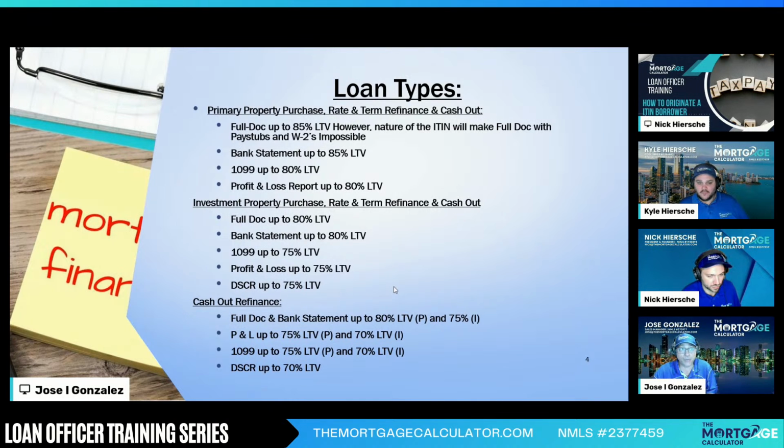Bank statement, again, we can go up to 85% LTV for the purchase and 80% for the cash out. 1099, due to there being a little bit higher risk, you're looking at max 80% LTV on the purchase and 75% LTV for the cash out. And the same for the profit and loss report option. That's 80% on the purchase and 75% on the cash out. And this is for primary.